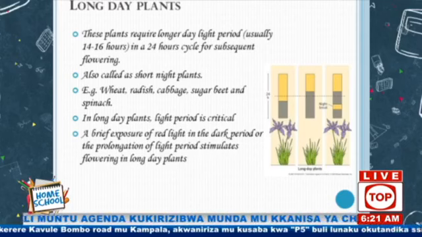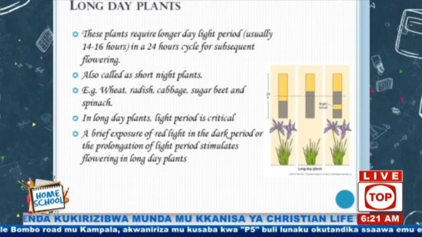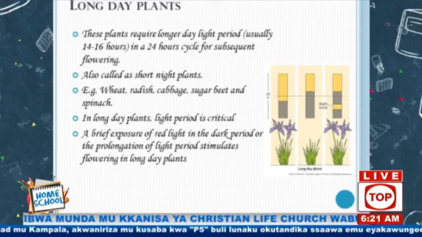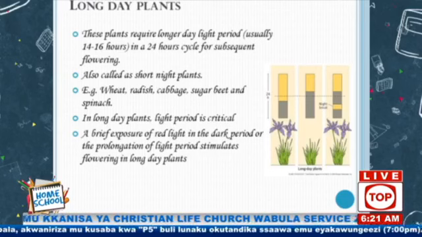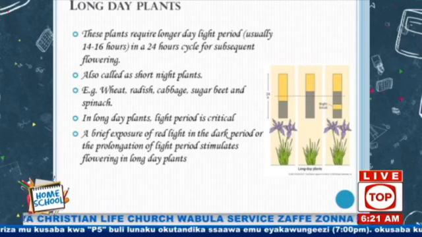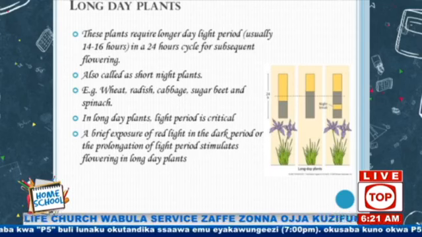Examples, we have cabbage, we have wheat, we have sugar beet, spinach. We know some of these plants. We know wheat, we know cabbage, we know sugar beets. So we can also call long day plants short night plants.